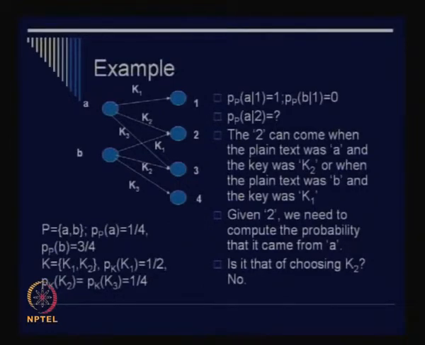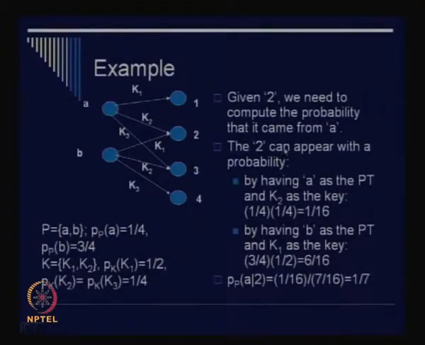No, because we see that there are other mappings where K2 has been chosen where 2 is not the result, right? For example, this one. You see this mapping, the K2 is chosen, but actually I have ended up with 3 as a ciphertext, right? So it is not equal to that of choosing K2, right? So therefore, how do we compute that? Let us see.